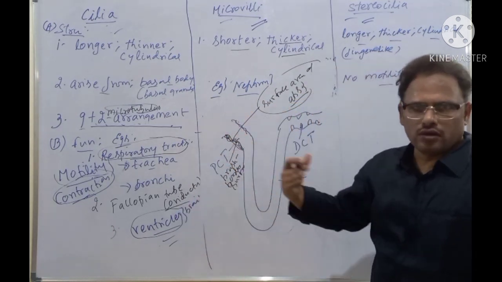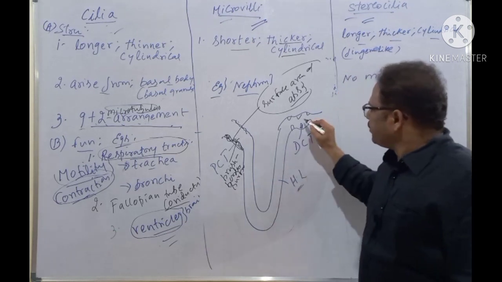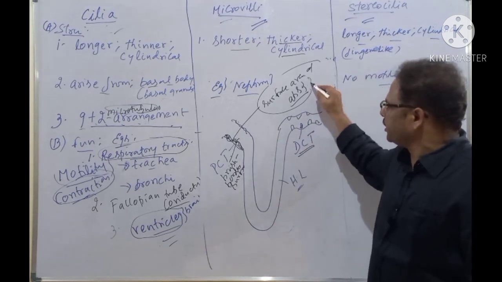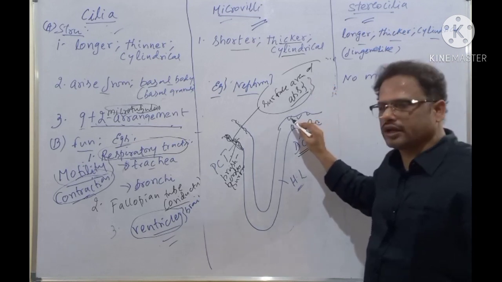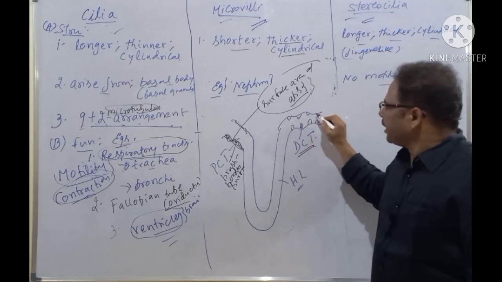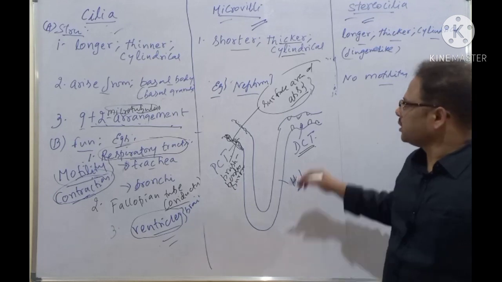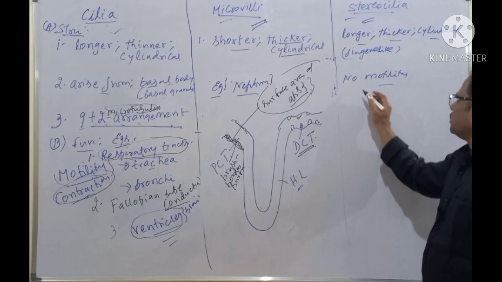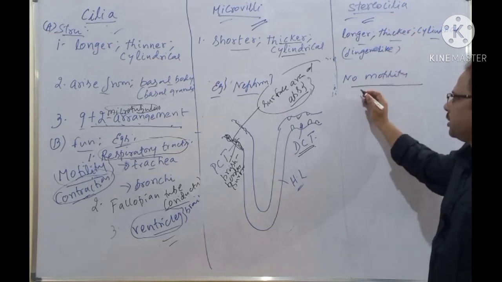We will be discussing this in future lectures, not now. When compared to the PCT, the DCT has a lesser surface area of absorption. Selective reabsorption is much lesser because it contains fewer microvilli. So that is the next aspect of the discussion. And now we will be moving to the stereocilia.